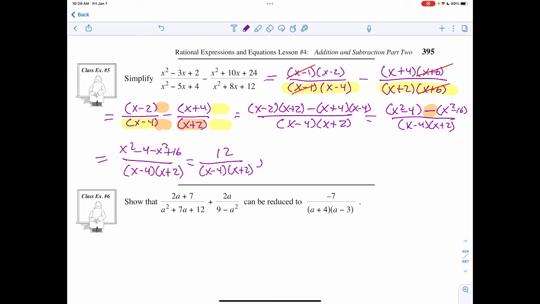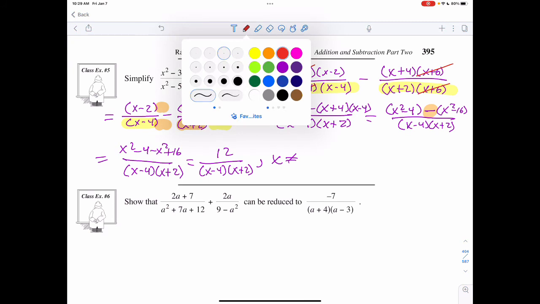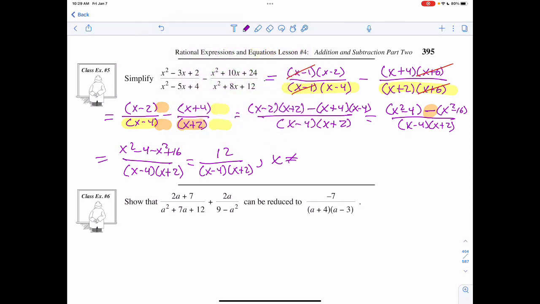And this is true so long as x cannot equal, and don't forget, we have to look back up here at all of them that originally existed before we canceled out. It can't equal 1, 4, -2, or -6. If I had 4 different factors in the denominator, I have 4 different non-permissible values.